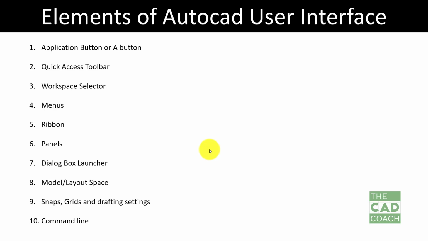And what we are going to see in the AutoCAD user interface video is these 10 things. Application button or A button, that is nothing but the AutoCAD icon button. Quick access toolbar, workspace selector, menus, ribbons, panels, dialog box launcher, model layout space, snap, grids and drafting settings. Then last but not least, the command line. So all these 10 things only we are going to see in this video. So let us jump into AutoCAD.